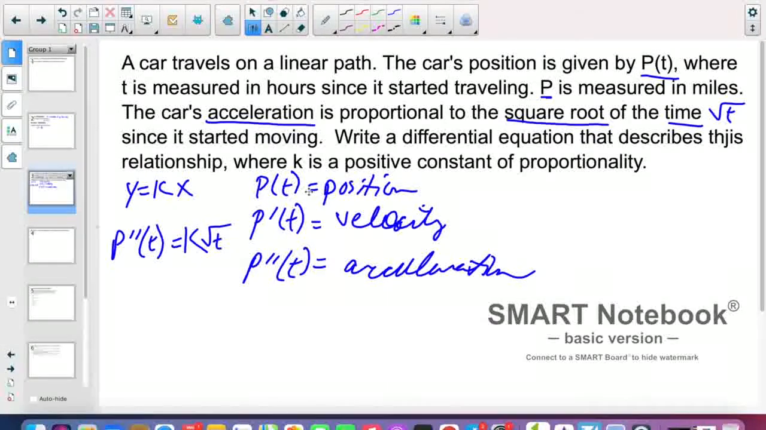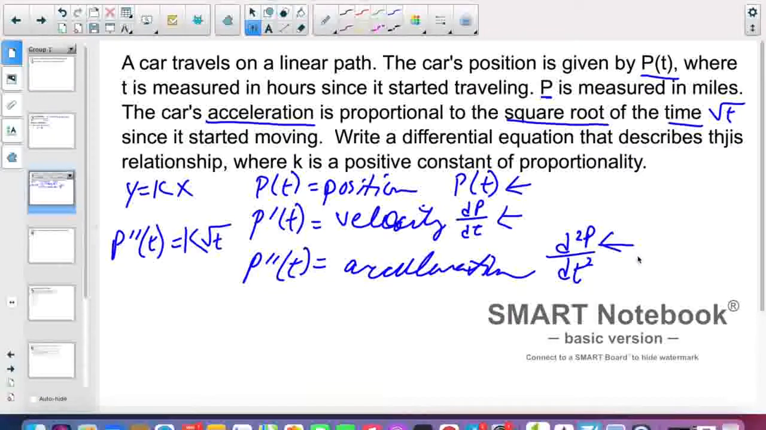If we're talking about differential equations, if P of t is the position function, another way to express the velocity of P of t is dP over dt, the rate of change of the position function over time. And then for acceleration, the second derivative using that notation would be d squared P over dt squared. So this denotes the position function, this denotes the velocity function, and this denotes the acceleration function. So another way this could be expressed is d squared P over dt squared equals k square root of t. And either one of those would be acceptable.